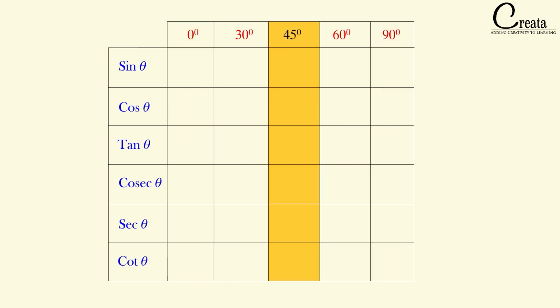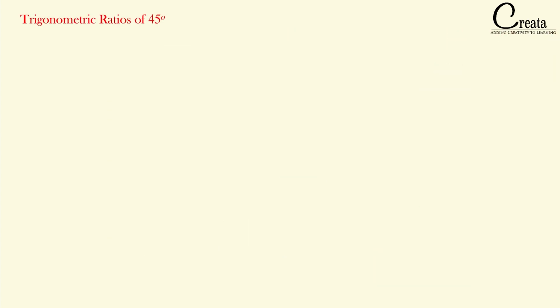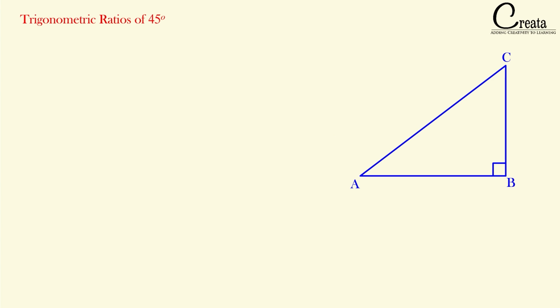In this 45 degree, we will calculate the value of all the 6 trigonometric ratios. Let's take a triangle ABC, which is right angle at angle B. And for this triangle ABC, angle A and angle C are 45 degree. Here angle A and angle C both are equal to 45 degree, that is both are equal to each other.